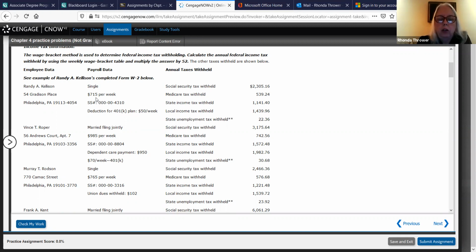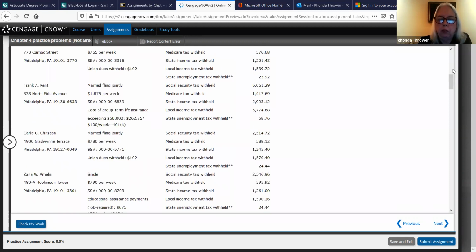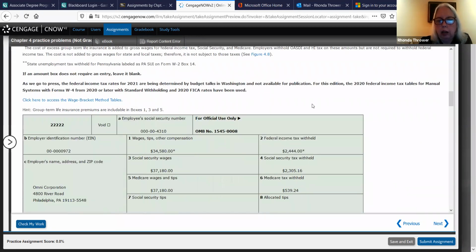So the easiest way to complete the W-2 form to enter in the amount for your wages is to go ahead and take the $715, subtract out the deduction of $50 per week. That will leave you with $665 that's taxable for federal income tax purposes. Then we would multiply that by 52 to get the total wages that would be subject to federal income taxes.